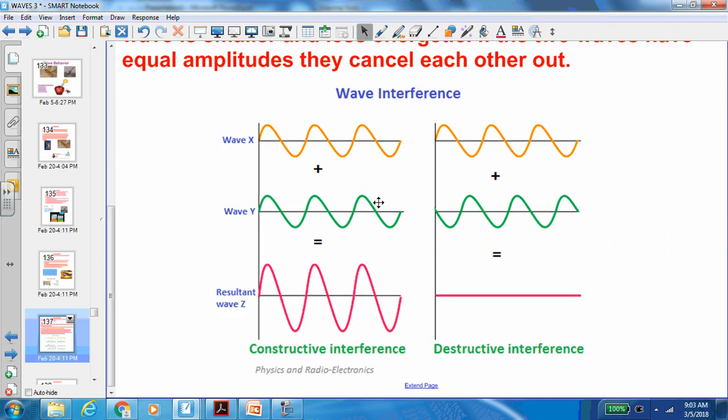You can see here with constructive, you've got two smaller waves that are added together, and the resultant wave is a much larger wave with a much larger amplitude. Destructive interference, on the other hand, you've got two smaller waves coming together, but since the crest of one wave interferes with the trough of another, they end up canceling each other out or being smaller. In this case, since these waves have equal amplitudes, they're just going to completely cancel each other out.